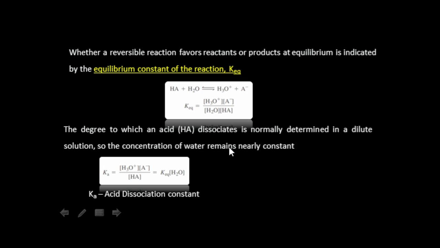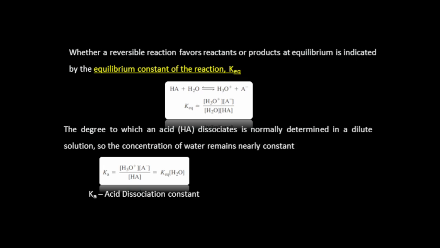The degree to which an acid dissociates is normally determined in dilute solutions. That is very important. So the concentration of water always remains constant, and so we can remove H2O from the expression, or put the value K times H2O. The concentration of H2O will be 55.5 moles. So Ka is equal to H3O plus into A minus by HA, which is equal to K equilibrium into water, and this Ka is nothing but the acid dissociation constant.